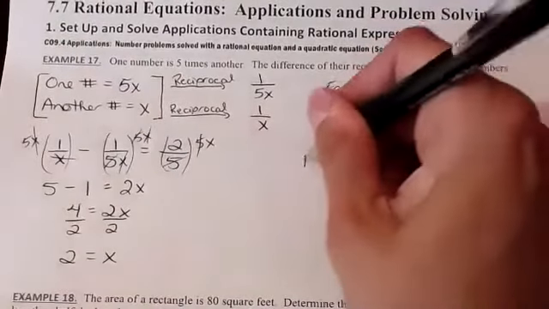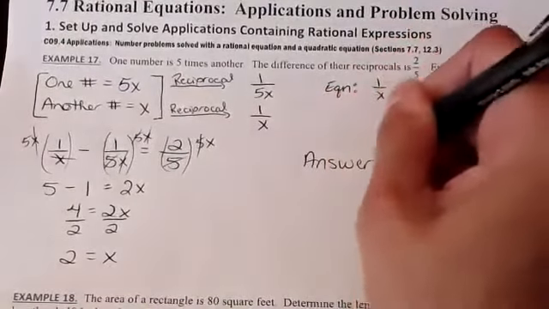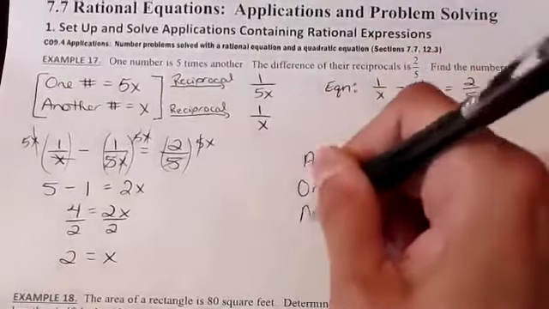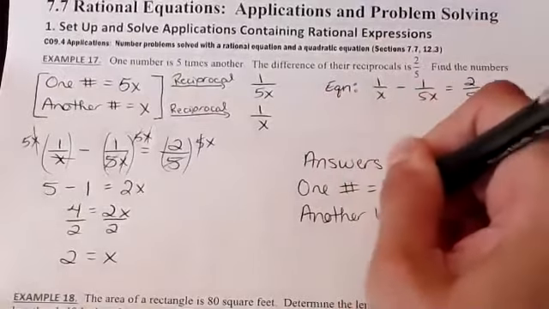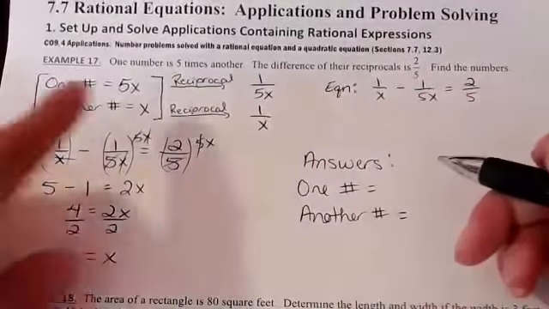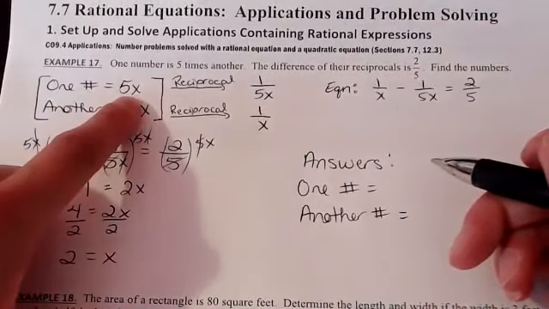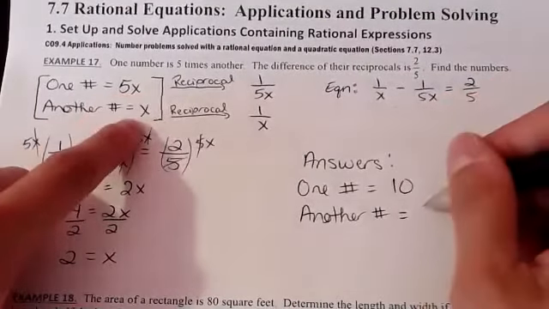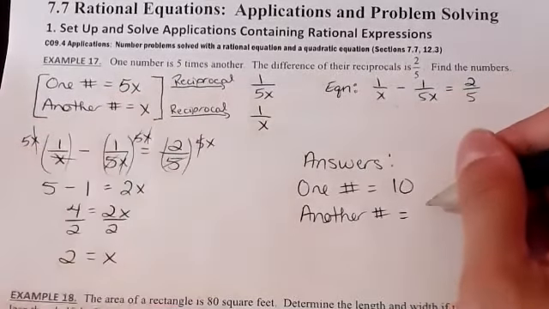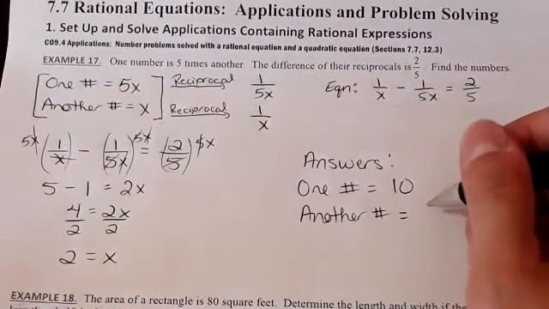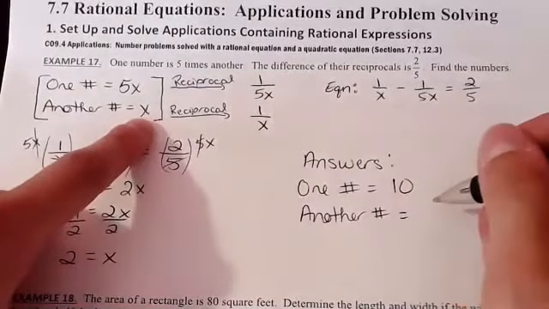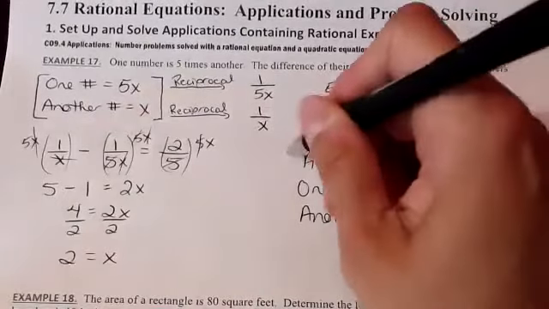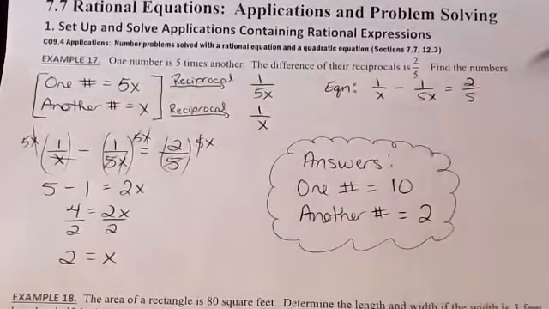So when we go and write our answers, we're going to say that one number is, what's the value? One number is 10. That means the other number is, what's x? 2. There's your answer. You just want to use the relationship.